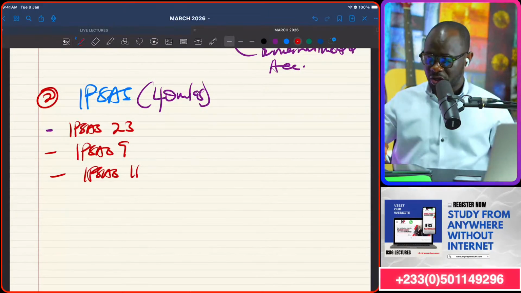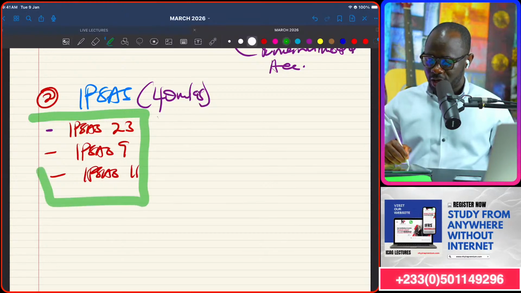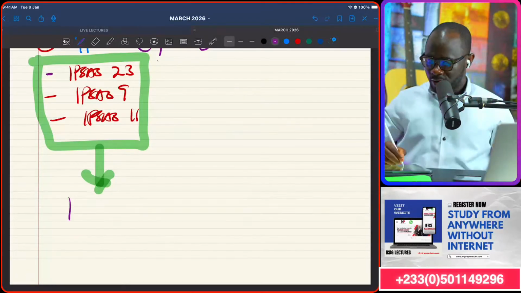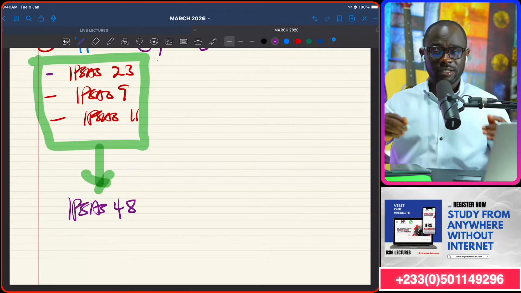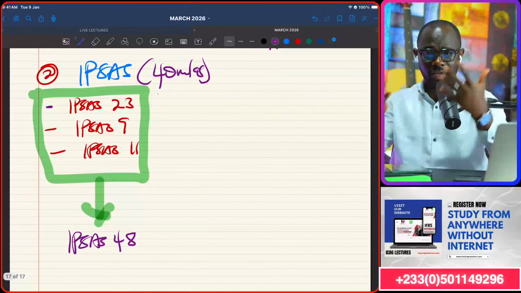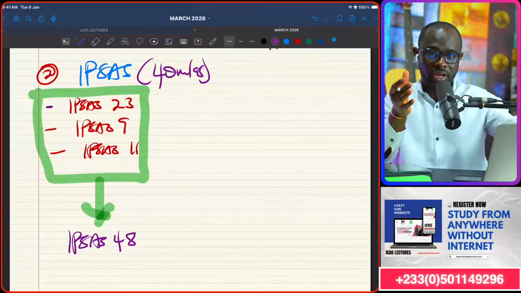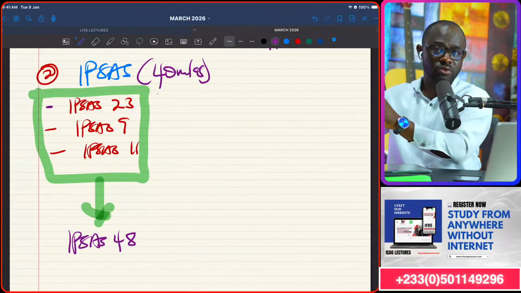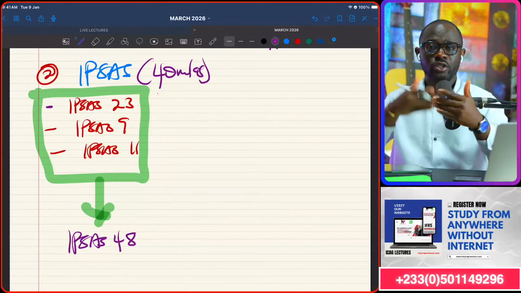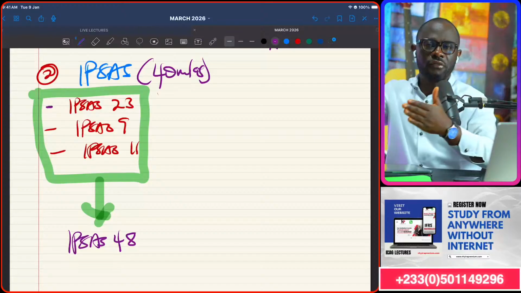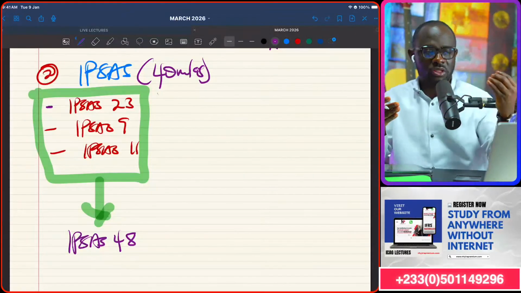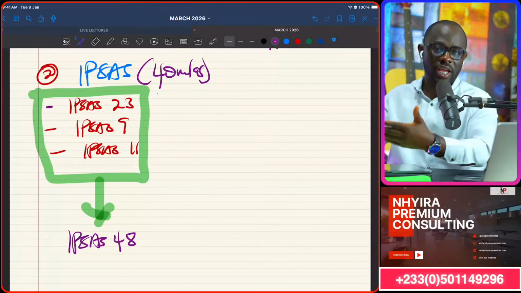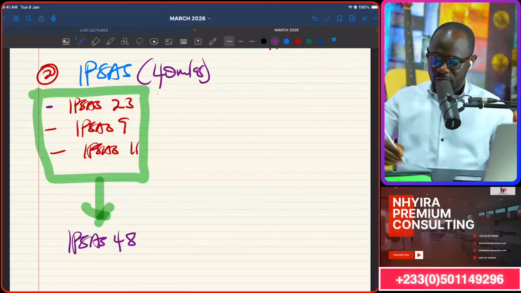IPSAS 11, construction contracts. Please note these 3 are going to be off from next year, because from next year, we're going to have IPSAS 48, and that is the new revenue IPSAS in the public sector, and it's actually merging the 3. And it will be effective from next year. Okay, that is 1st January 2026. That is where IPSAS 46 will be effective. So going into the future, you must understand that IPSAS 23, IPSAS 9, IPSAS 11 are being replaced by IPSAS 48. But those are revenue standards that you must be mindful of.